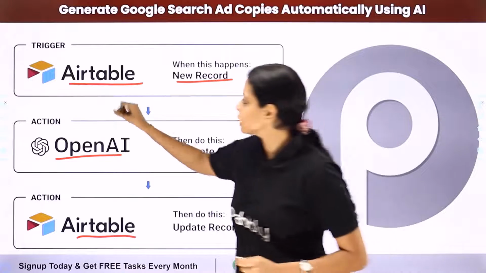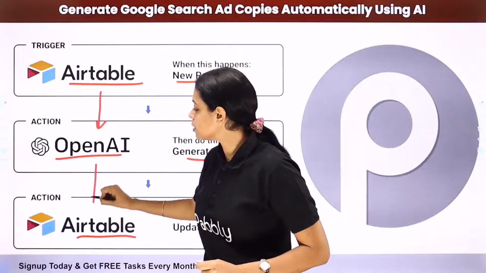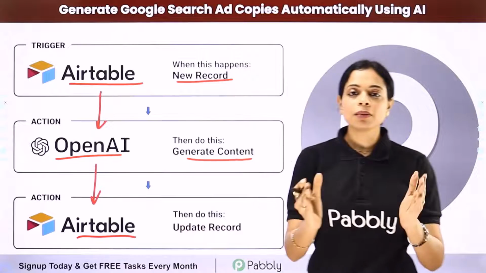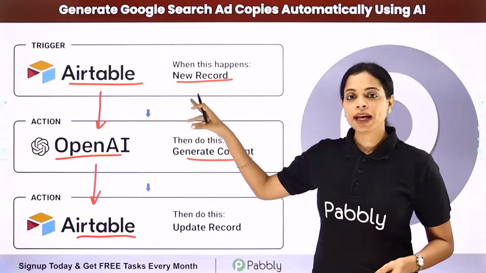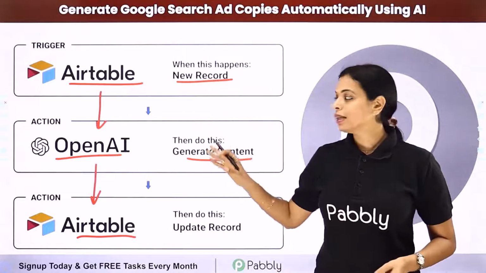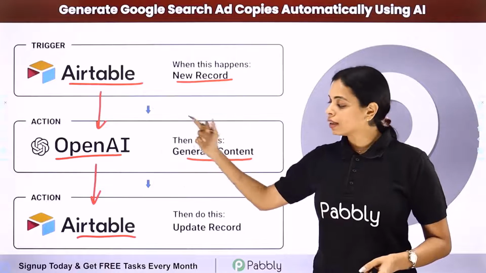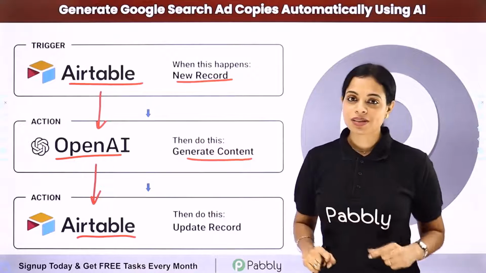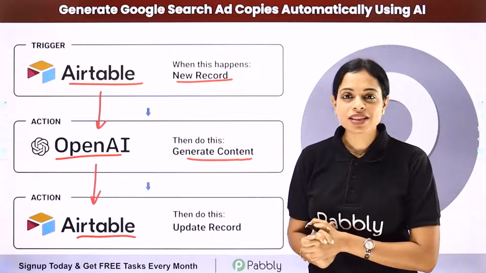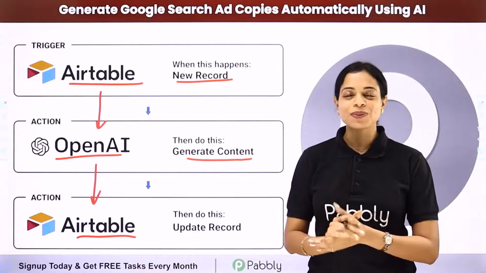For this, you will have to set up some integration between Airtable and OpenAI. And the same thing can be done using Pabbly Connect software. Here your trigger application would be Airtable, and your action application would be first OpenAI and then again Airtable to update the record. Now, how can you do this yourself? Integrate and automate this entire process. To understand that, let me take you to my screen.